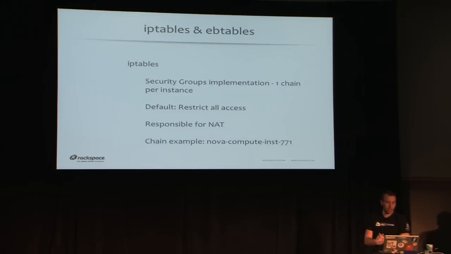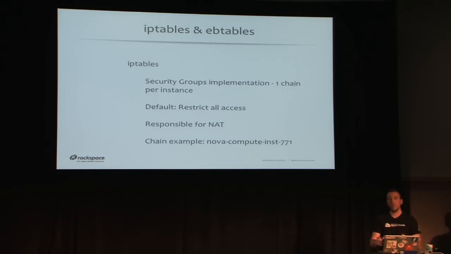All right, let's see. So iptables is responsible for NAT. I've been talking about that a lot. It's also responsible for security groups. When you define a security group in Nova, it stores it in the database. When you boot an instance, it applies very specific iptables rules to that compute host to limit access to your instances. Default, like I mentioned earlier, is restrict everything.